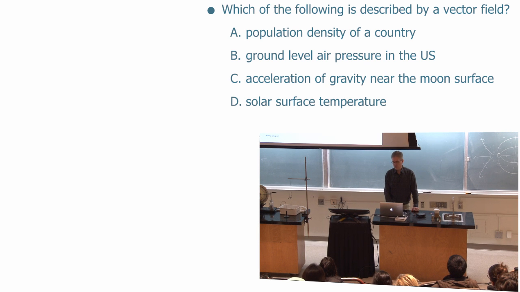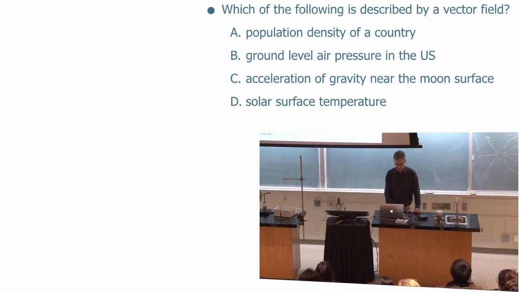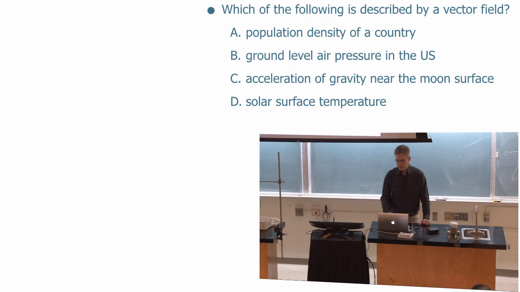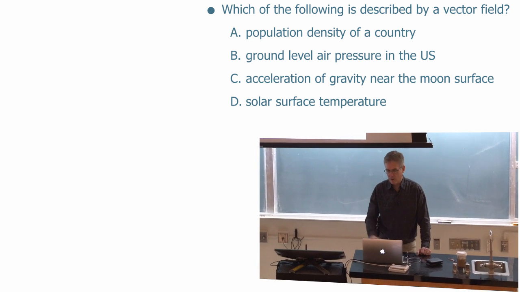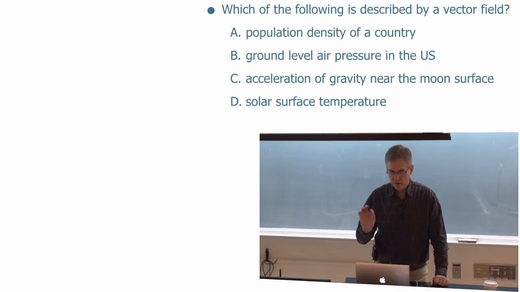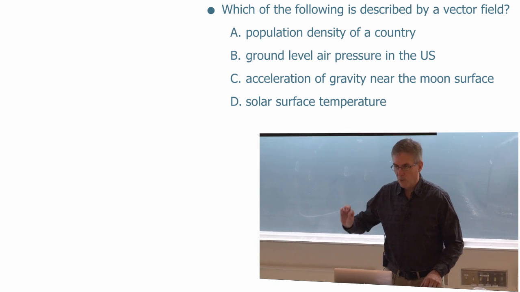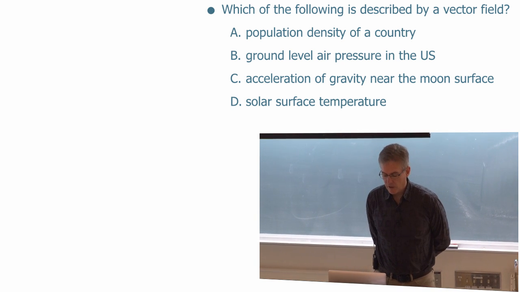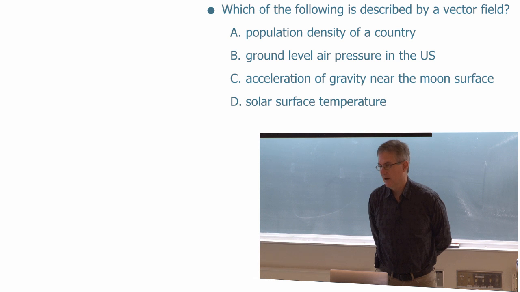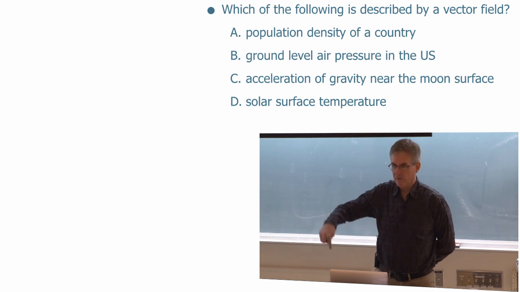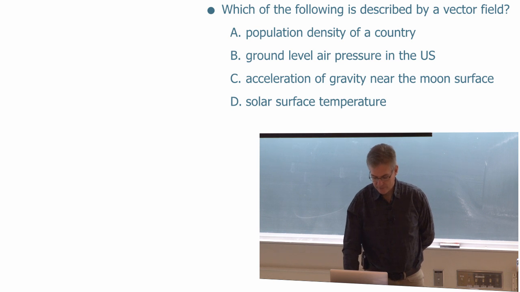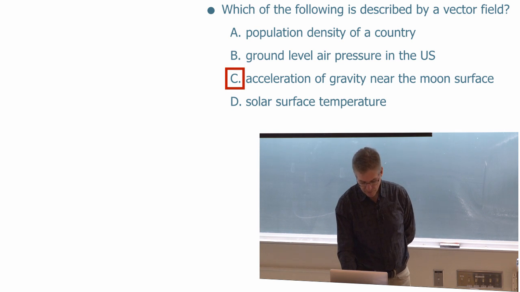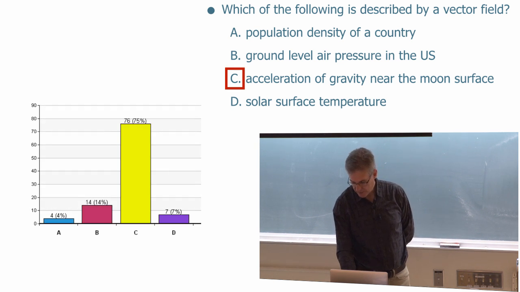I bet almost everyone got the correct answer. Clearly, population density is represented by just a scalar quantity. It's a single number at any point in space. Ground level air pressure, not a vector either. Acceleration of gravity, well, it points down everywhere, but it is a vector, right? So C is the only plausible answer, and that is what 3/4 of you got. So very good.